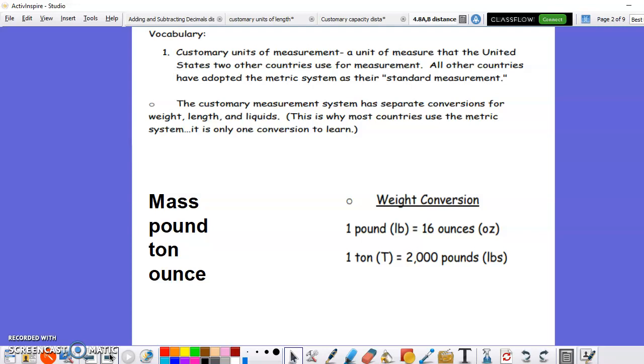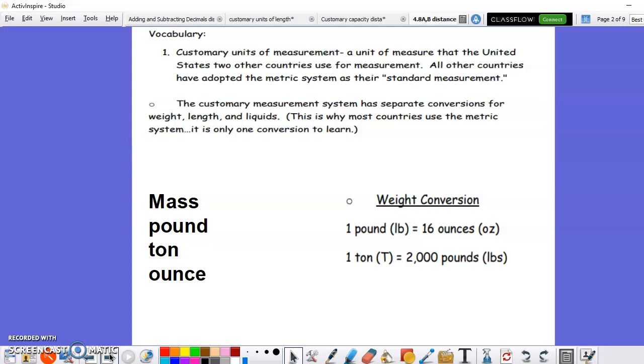The customary system is used in the United States and two other countries for measurement. All the other countries in the world use the metric system because it's just one system for conversions, but with the customary system, there are separate conversions for weight, length, and liquids. We've talked previously about length and liquids. Today we're focusing on weight, but we will review all of them.